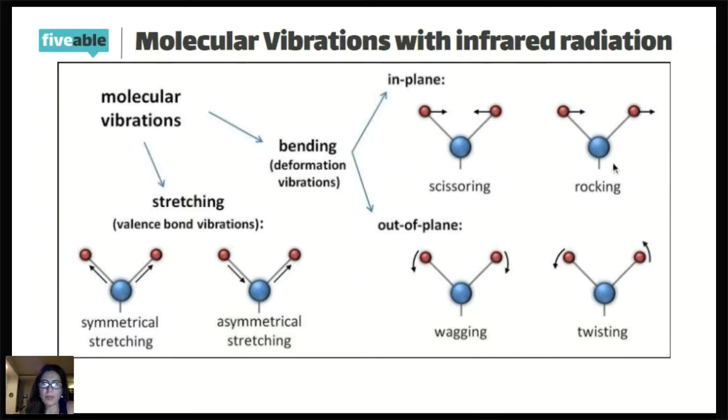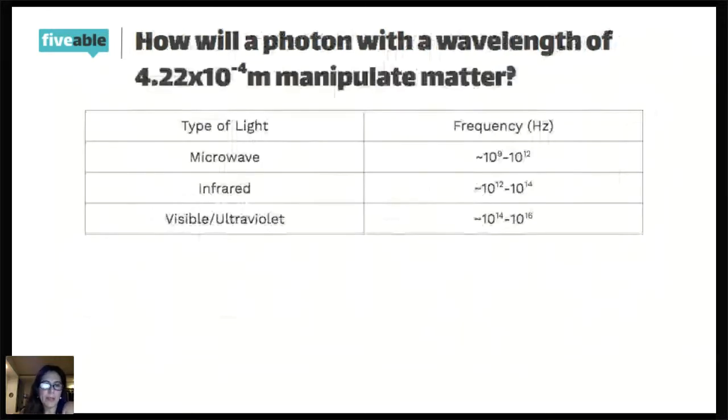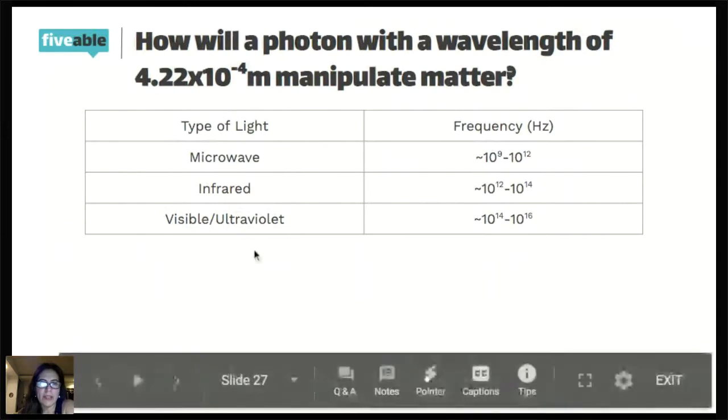Okay, we're going to move on. So, for example, if we have this problem: how would a photon with a wavelength of 2.22 times 10 to the negative 4 meters affect or manipulate matter? And they give us the frequency ranges of microwave, infrared, and visible and ultraviolet. So what is the first step? What must we do with the data that we have? How can we check this?